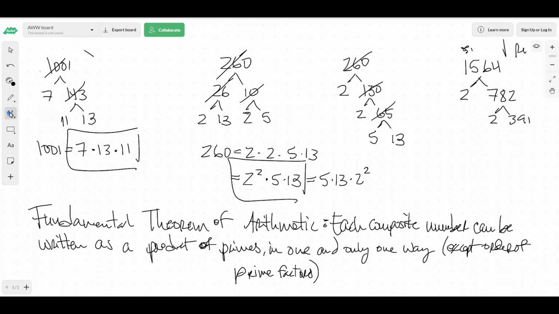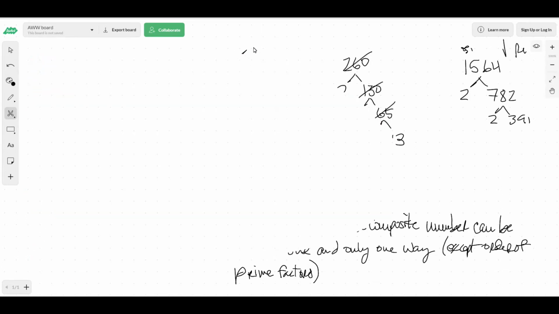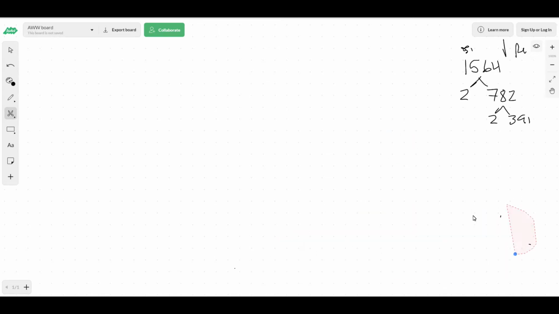Let me erase all this real quick. Oh, geez, this eraser is really difficult, really finicky. And try not to erase the other stuff that we need to come back to.